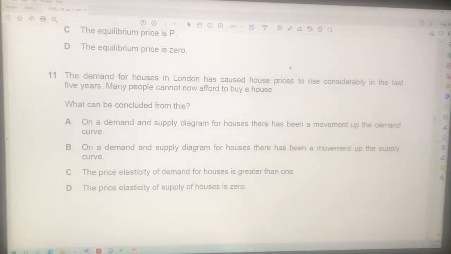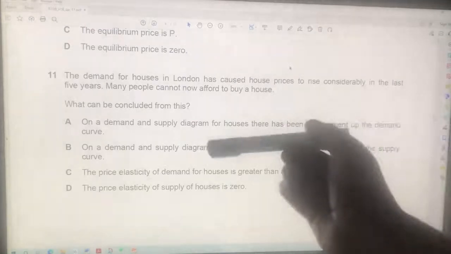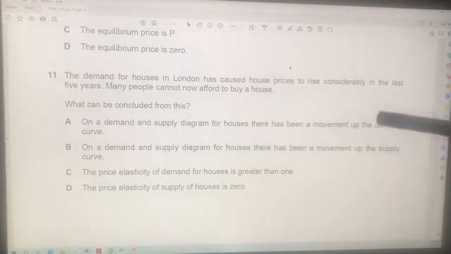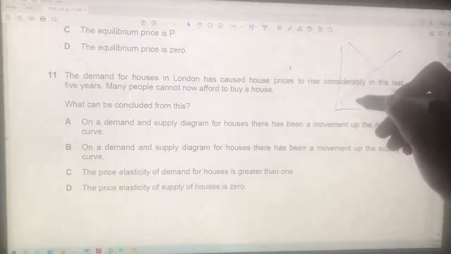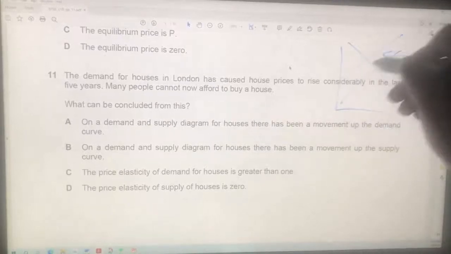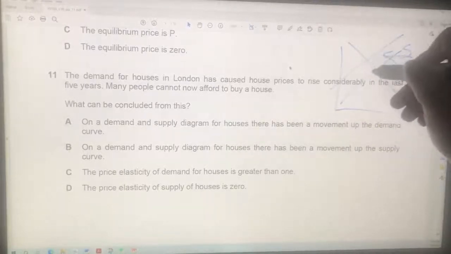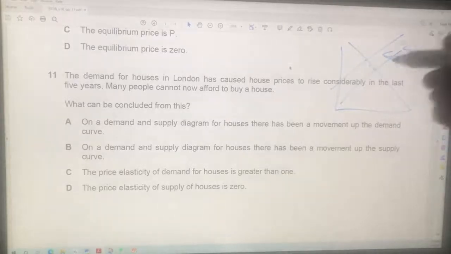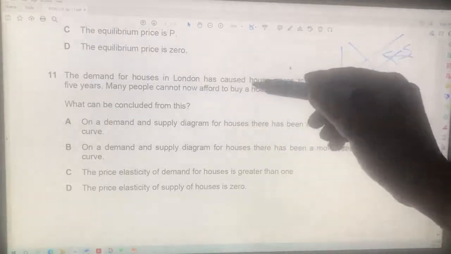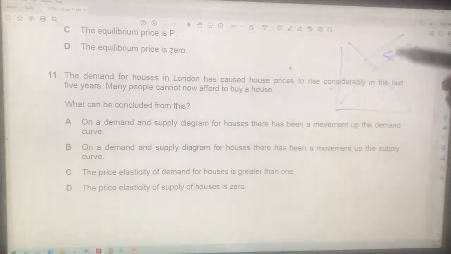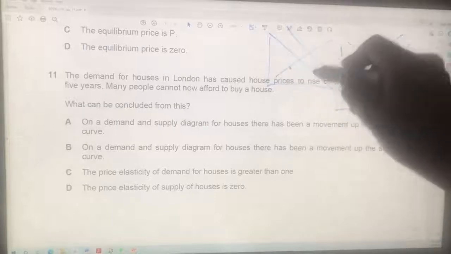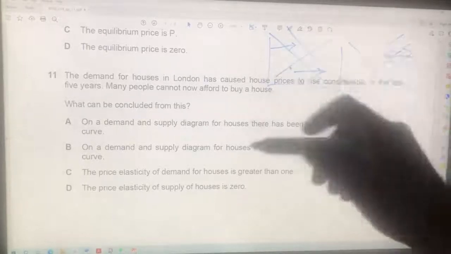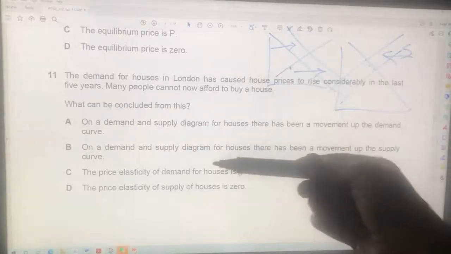A says, on a demand and supply diagram for houses, there has been a movement up the demand curve. No. For a movement up the demand curve, we need a shift of the supply curve. That's a movement up the demand curve. And this says the demand for houses in London has caused prices to rise. So that means the demand curve shifted. Maybe I'm wrong, but no, I'm not wrong.